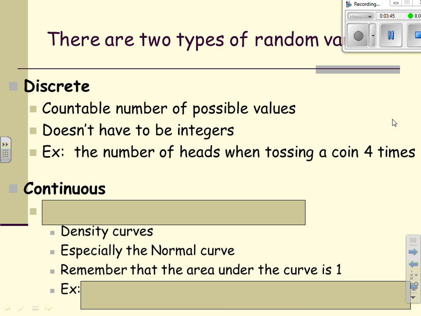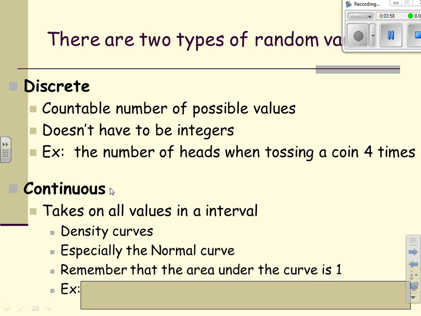That doesn't make any sense in this particular example. If you're thinking about a number that would take a decimal answer, well, then you're thinking about not a discrete random variable, but a continuous random variable. And the definition for a continuous random variable is that it takes on all values in a given interval.